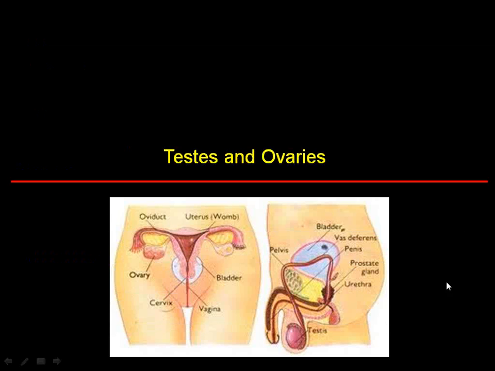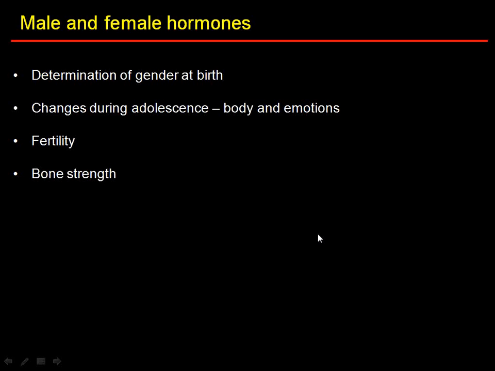The other important endocrine system in our body is the testes and the ovaries. As you know, these are the female and male counterparts, the ovaries being present inside the abdomen and the testes outside. The male and female hormones are so vital that they determine the gender at the time we are born. It determines whether we are male or female.